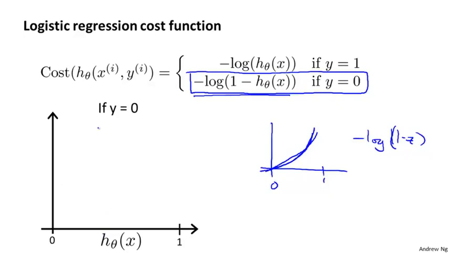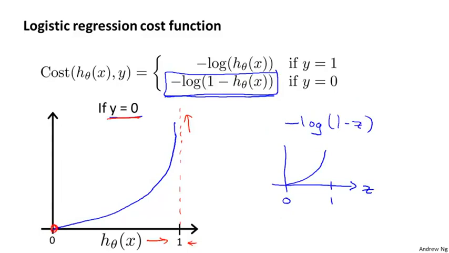And so if you plot the cost function for the case of y equals 0, you find that it looks like this. And what this curve does is it now blows up and goes to plus infinity as h of x goes to 1, because it's saying that if y turns out to be equal to 0, but we predicted that y is equal to 1 with almost certainty, with probability 1, then we end up paying a very large cost. And conversely, if h of x is equal to 0 and y equals 0, then our hypothesis nailed it. It predicted y is equal to 0, and it turns out y is equal to 0. So at this point, the cost function is going to be 0.